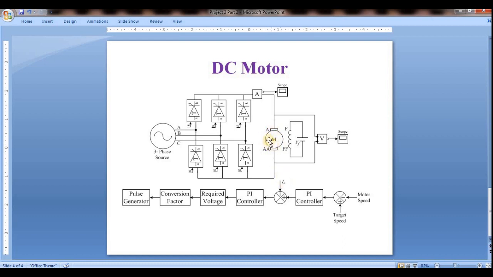Only then can I maintain the constant torque, because speed control of a DC motor means we have to break the relation between the speed and torque. Whatever speed I require, I have to maintain the constant torque. Whatever torque I require, I have to maintain the constant speed, like that. So in both cases, we have to regulate the speed.